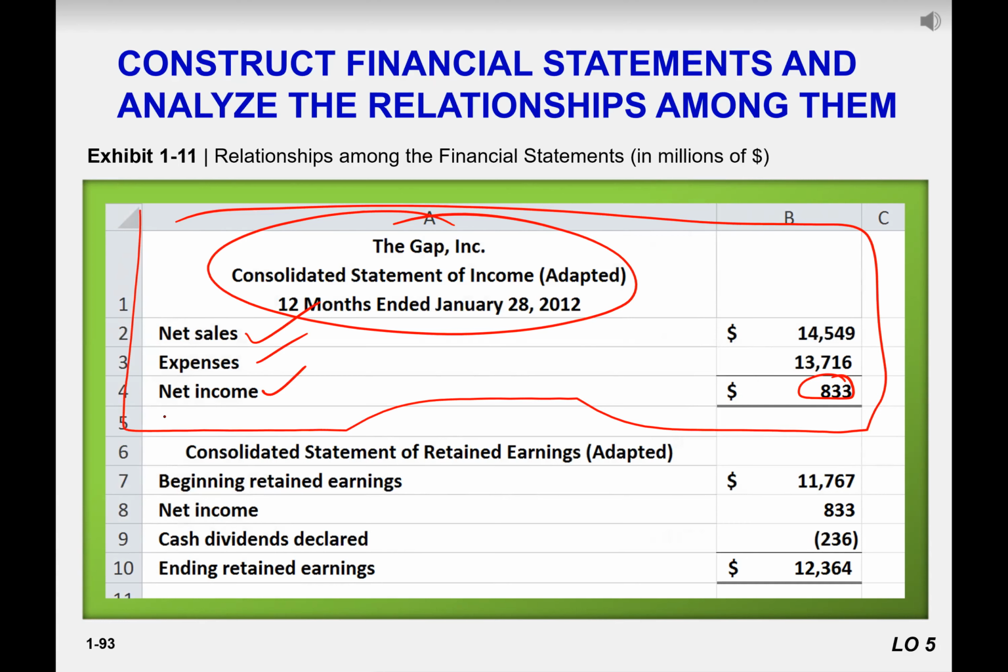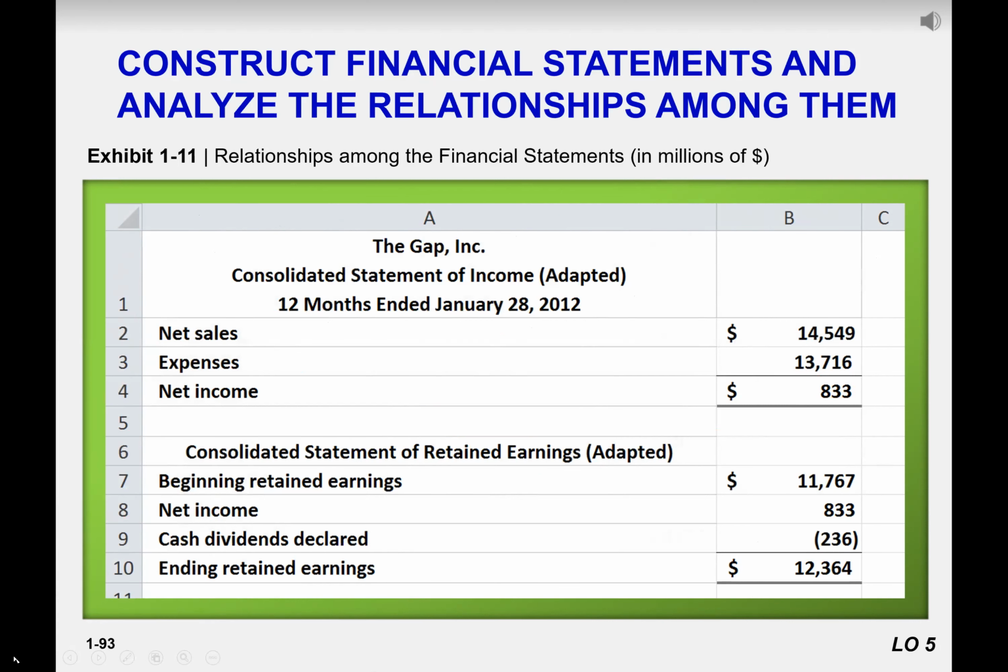So that net income is used to make the retained earnings statement. How? Beginning retained earnings plus that income, which is coming from the income statement, minus dividends. So you find out retained earnings. So you see the connection here, the relationship here. So construct financial statements and analyze the relationships among them. So this is the relationship.